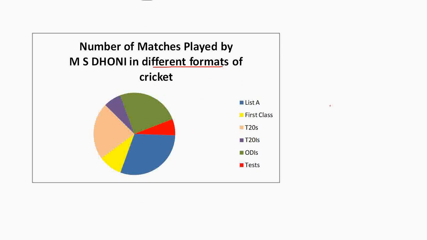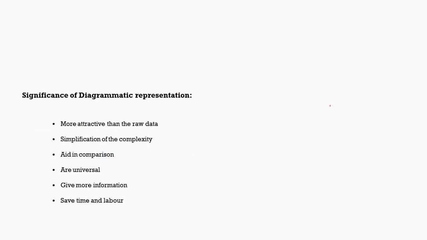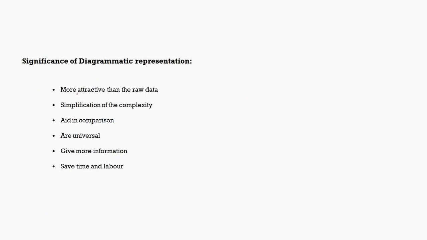Moving ahead, we need to see the significance of diagrammatic representation. The significance includes that it is more attractive than the raw data, it is easy to simplify the complexity of the data, and it aids in comparison. All these diagrams that I have shown you above are universal, and they give more information compared to just reading the data, because while reading raw data we might miss some things, and it also saves time and labor for the readers.